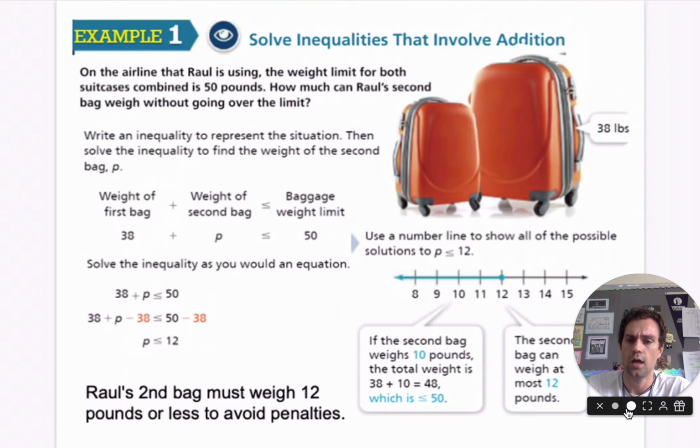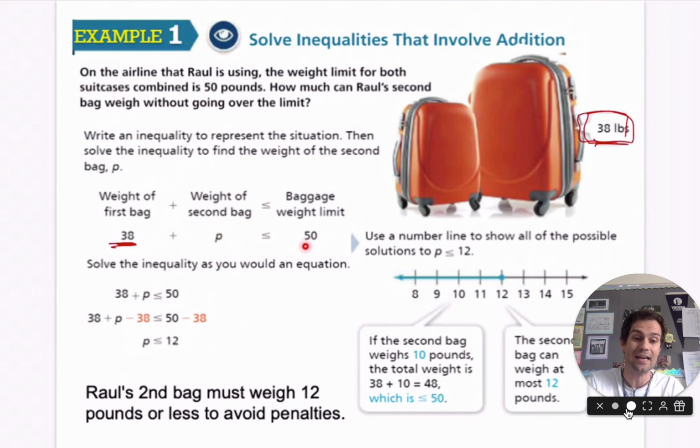An airline that Raul is using, the weight limit for both suitcases combined is 50 pounds. How much can Raul's second bag weigh without going over the limit? So we can see that his first bag is 38 pounds. We don't know what this second bag is here, so that is our unknown value. And it cannot go over 50 pounds.